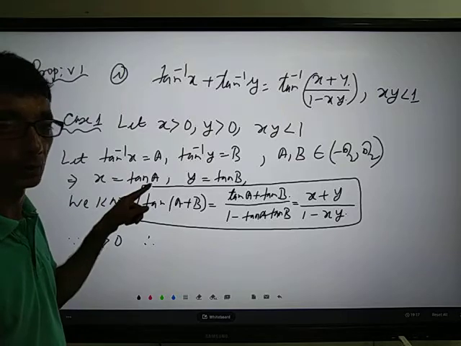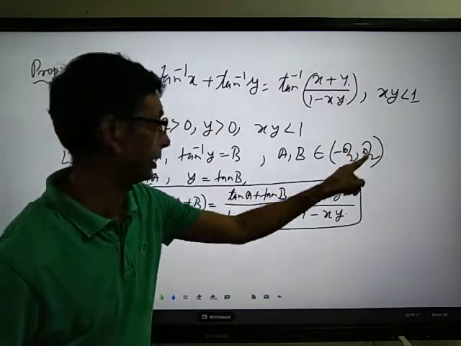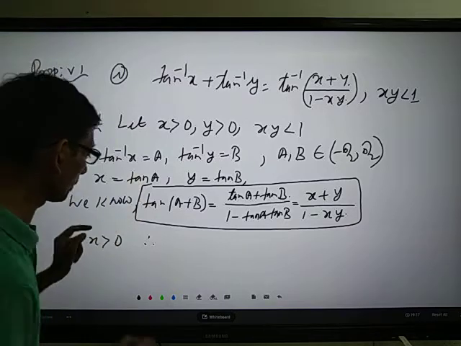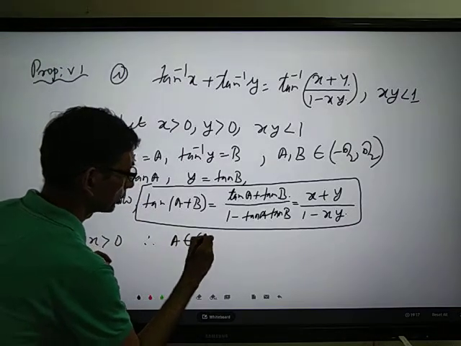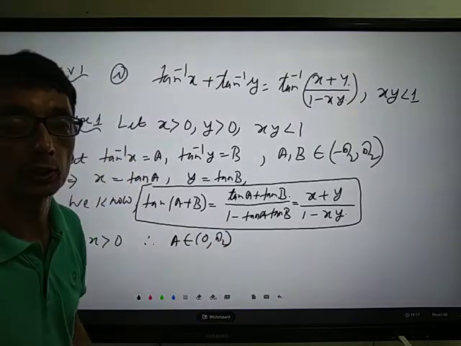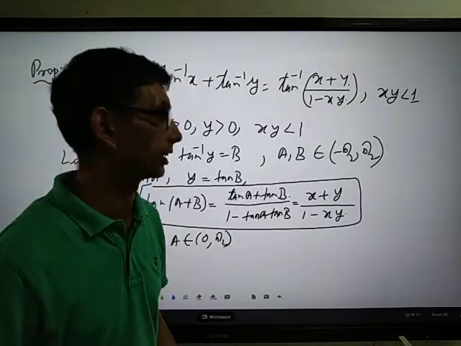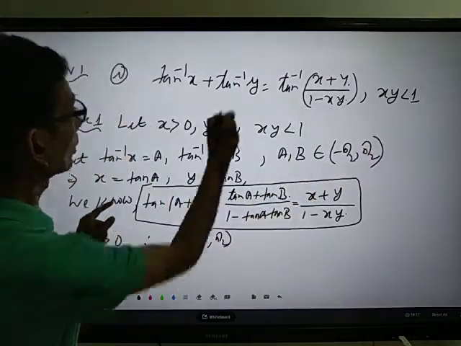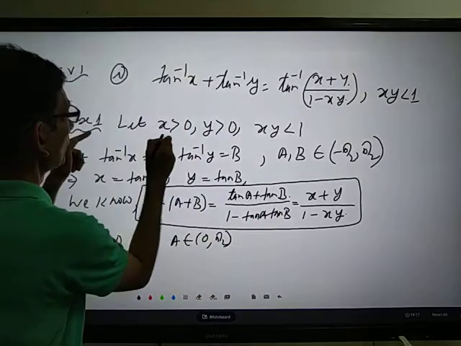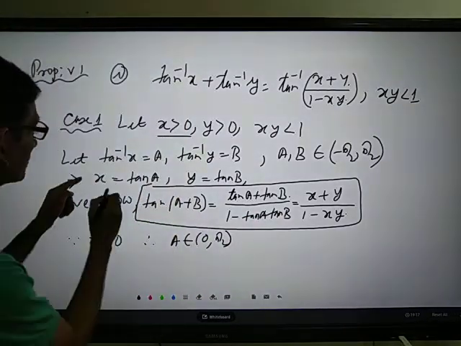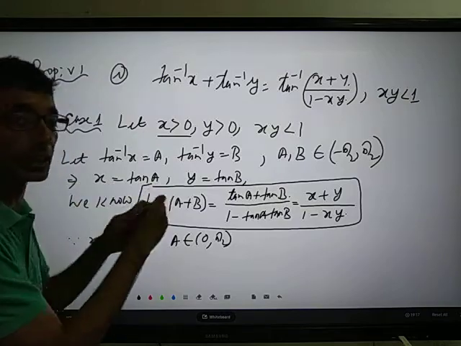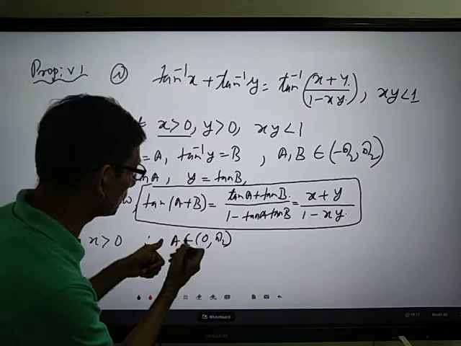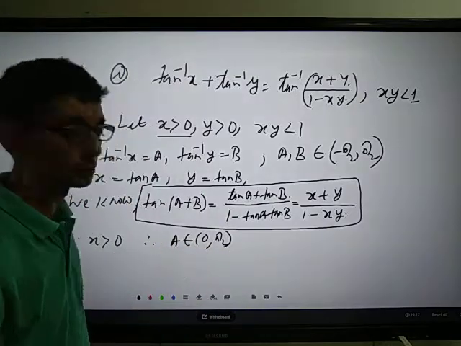Since x is greater than 0, and x is tan A, and A lies between minus pi by 2 and pi by 2, tan A is positive. So A belongs to 0 to pi by 2, that is, A lies in the first quadrant. Why? Because A lies between minus pi by 2 and pi by 2, and in this first case we have taken x greater than 0. Tan A should be positive, and from minus pi by 2 to pi by 2, tan A is positive from 0 to pi by 2. So naturally A belongs to 0 to pi by 2.